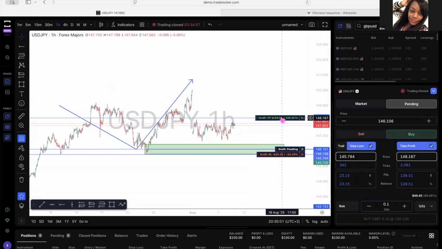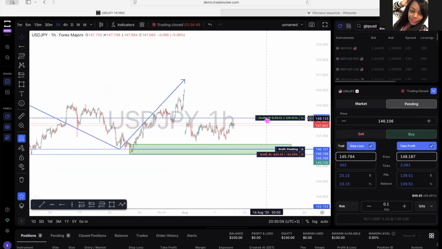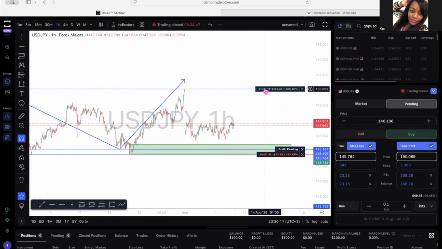Now this gap here, we know that price likes to fill gaps. But if you were to take it up to this high, which is the last high, you're either going to lose $23.15, or you're going to gain $268. So basically, if you do it like this, if you put this stop loss and everything, you're always going to gain more than you lose.